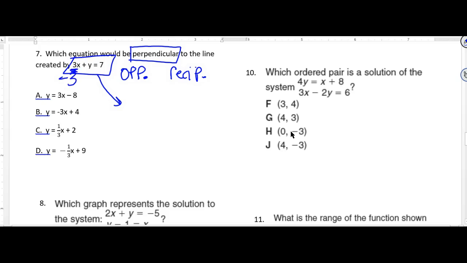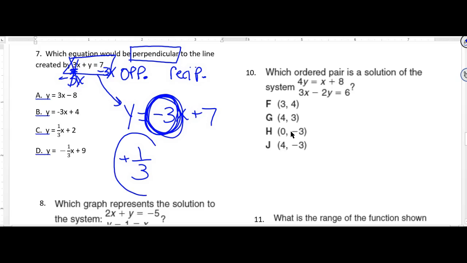If I minus 3x to both sides, I'm going to get the y by itself. So that gives me y equals negative 3x plus 7. My slope is negative 3. The opposite is going to be positive 3. The reciprocal is going to be 1/3. That's the slope I'm looking for. That's going to give me opposite reciprocal slopes, which would be perpendicular. So, look over here, find the slope of 1/3. It's going to be C.